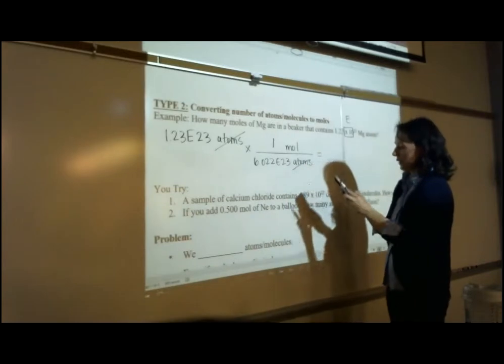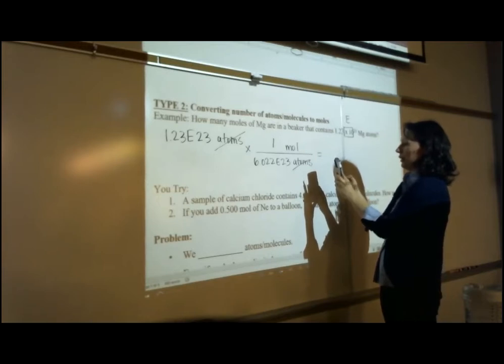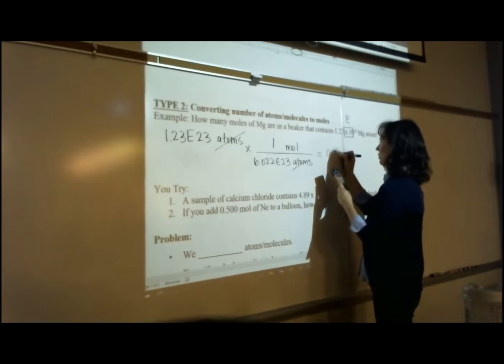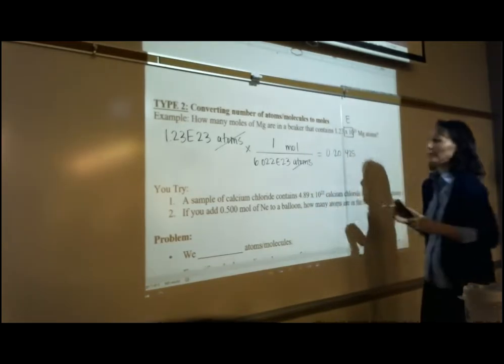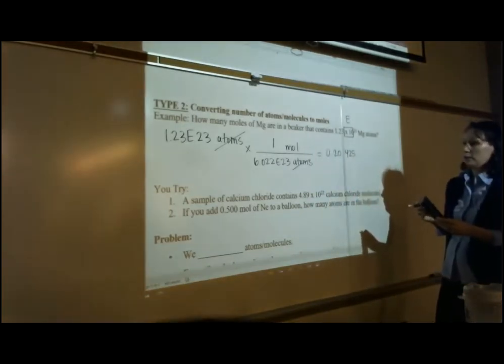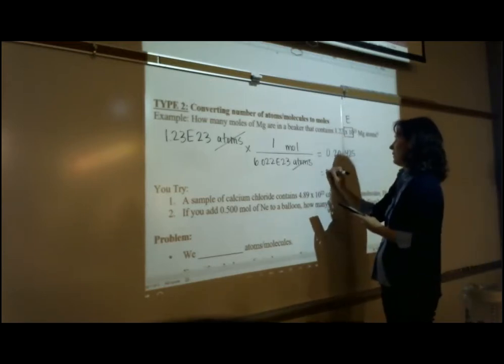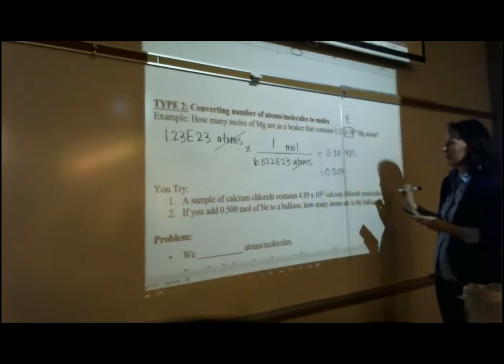So again, we type it into our calculator: 1.23E23 divided by 6.022E23. My calculator doesn't know anything about sig figs. It's just going to give me an answer, 0.20425, and so on. How many sig figs am I keeping? 3 sig figs, right? So my final answer would be 0.204. And what would my unit be? Moles.